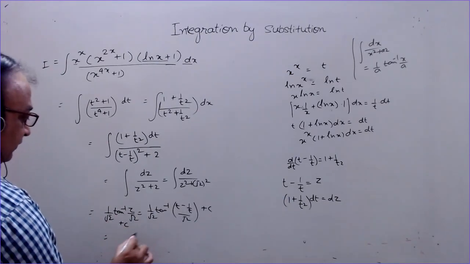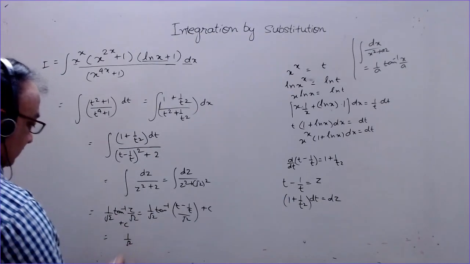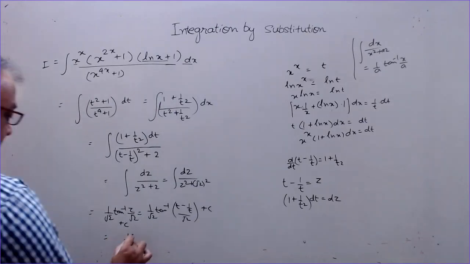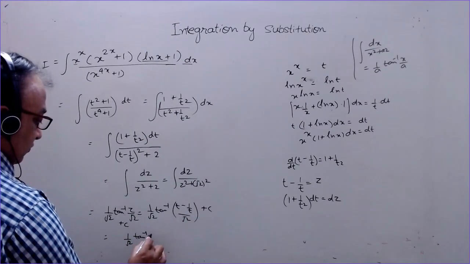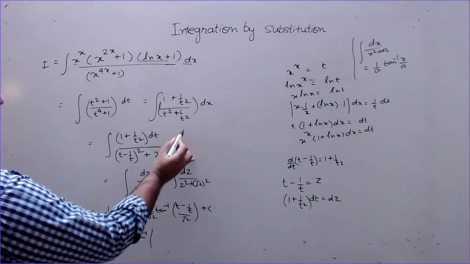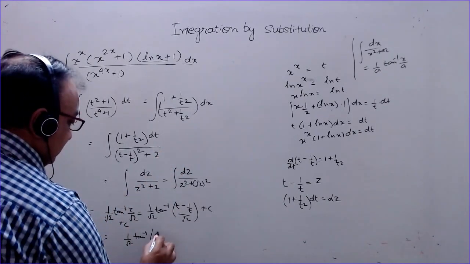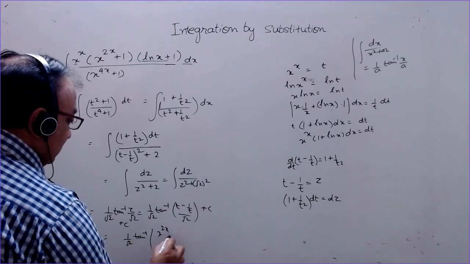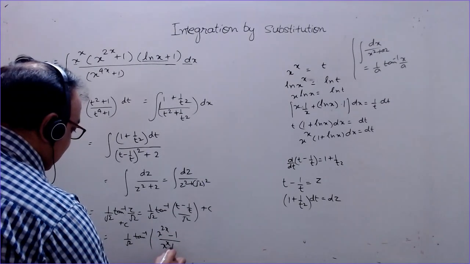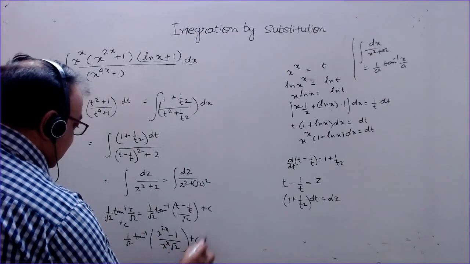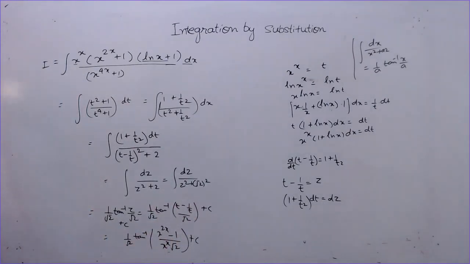Now put the value of t. So t was x to the power x. So x to the power 2x minus 1 by x to the power x root 2 plus c. This is the answer to the question.